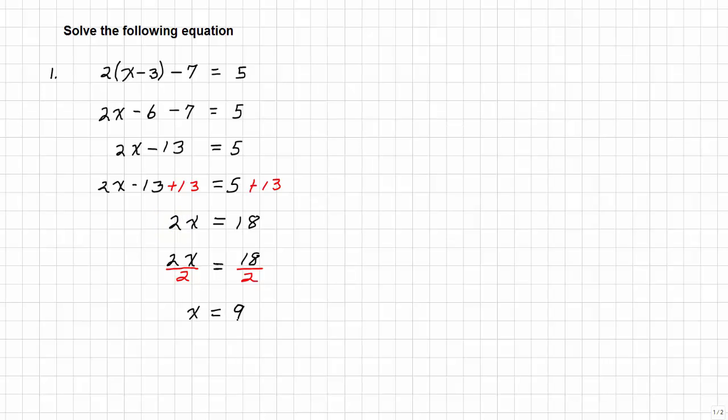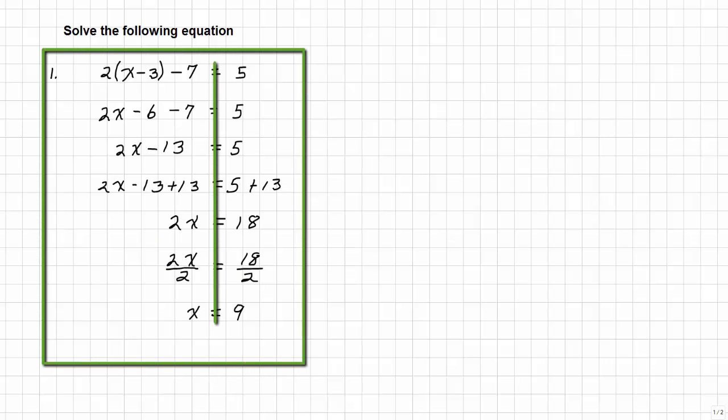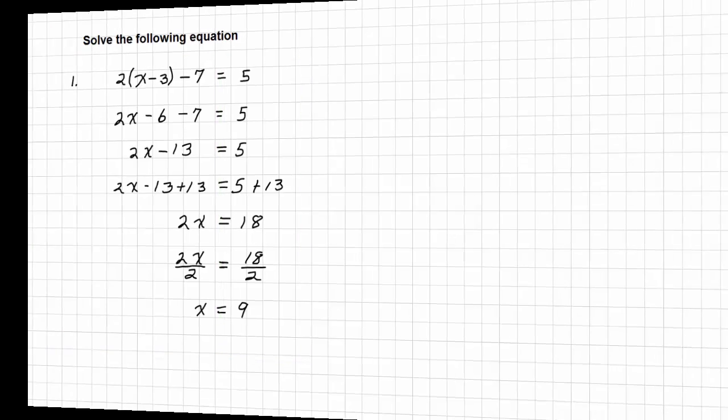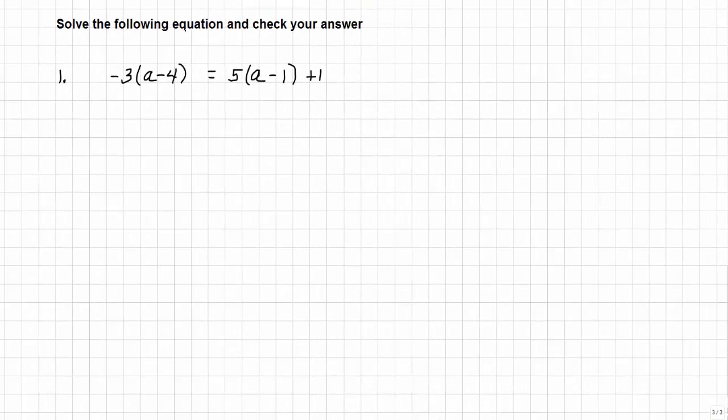Now you can see that I have taken all of the red marks out. You can see how your solution should look in a logical sequential way. Let's do a second example where we have brackets on both sides of the equal sign.